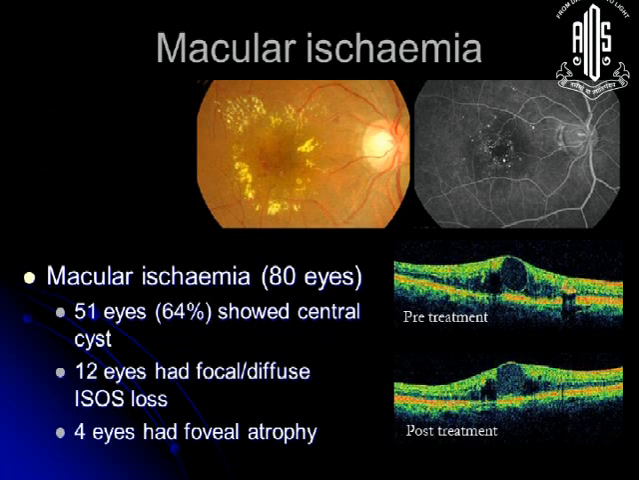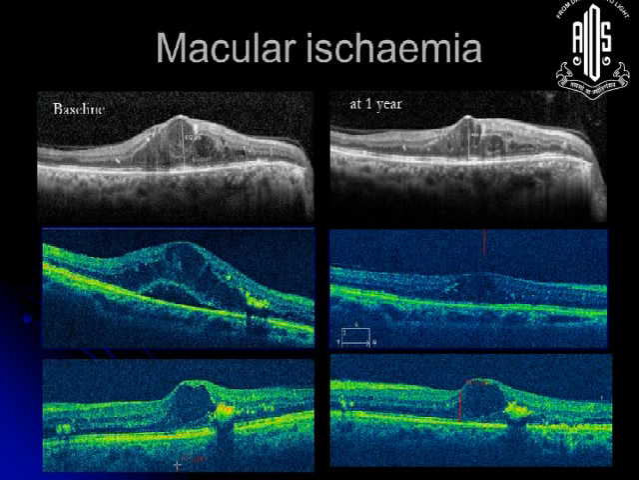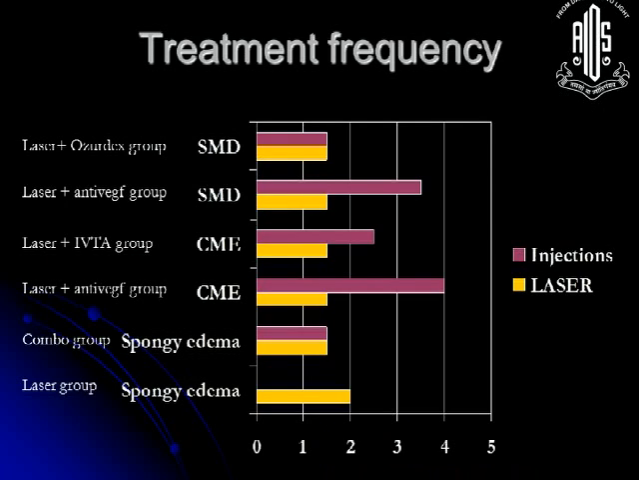Again, we also looked at eyes which had macular ischemia. Out of the 80 eyes in which we had used an FA initially, we realized that 64% of these patients had central cysts. Many of these patients had persistent central cysts during follow-up. They would have had submacular detachment, but ended up with persistent central cysts. And later we found that many of these patients had macular ischemia. Looking at the treatment frequency, the CME eyes received the maximum number of intravitreal injections. In combination therapy, eyes received less laser compared to monotherapy, and that is well known.